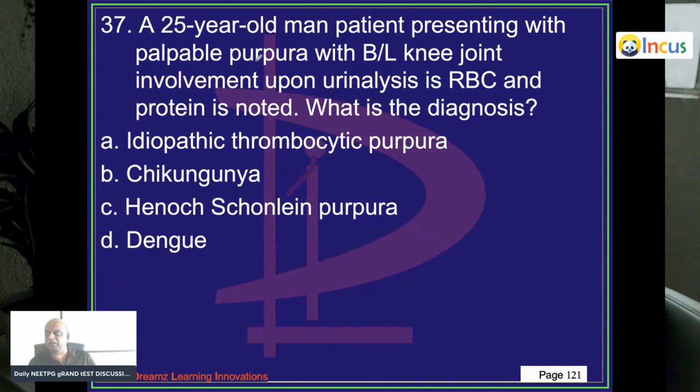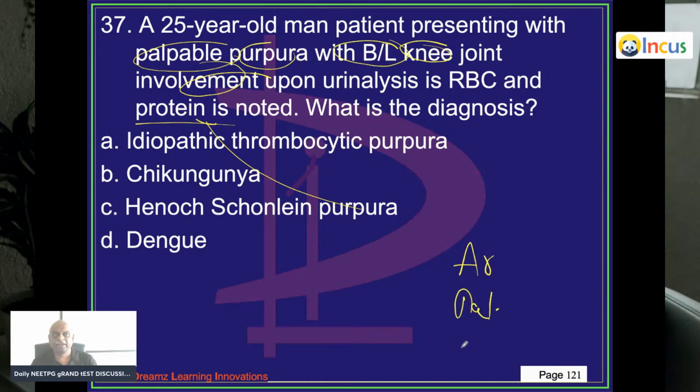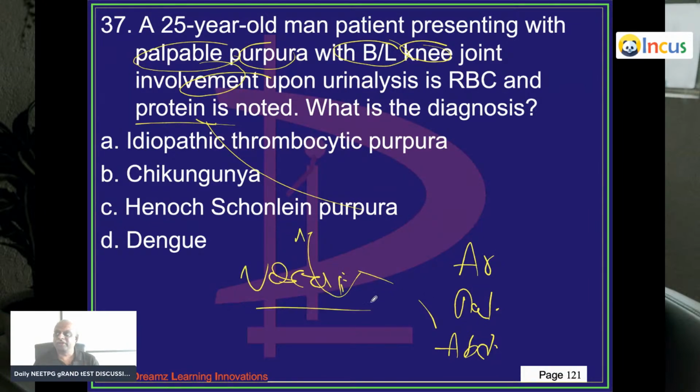25-year-old man presenting with palpable purpura, bilateral knee joint involvement, and RBC and proteinuria on urine analysis. So arthritis, palpable purpura, abdominal pain. Why will abdominal pain be there in Henoch-Schonlein purpura? It is a vasculitis, vasculitic purpura. It involves mesenteric vessels.